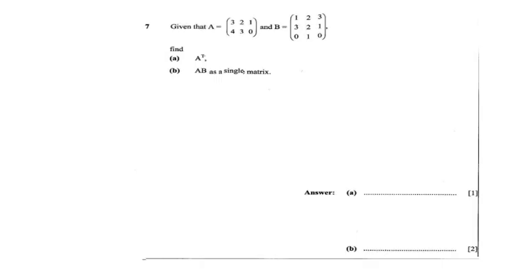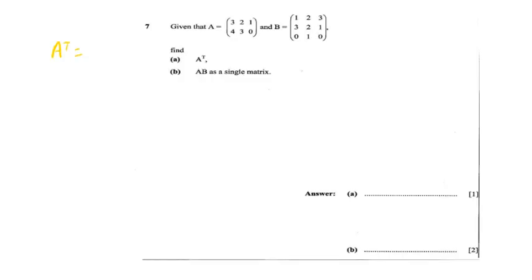Question 7 is saying, given that A is equal to that and B is equal to that, find A transpose. So how do you find A transpose? A transpose is a matrix whereby it differs from the original in such a way that the column becomes a row and the row becomes a column. So they have said A transpose. So we want to find this, right?